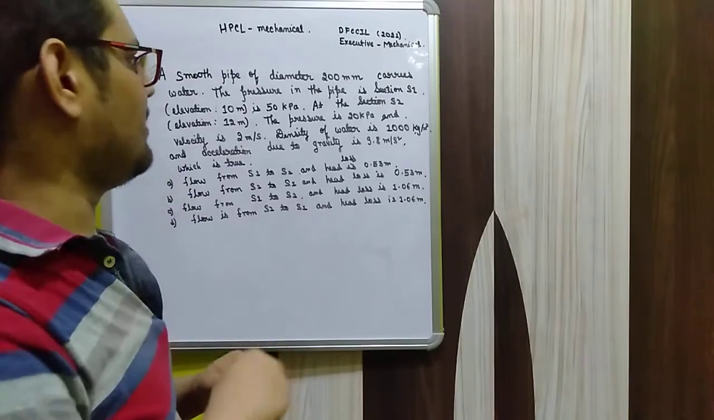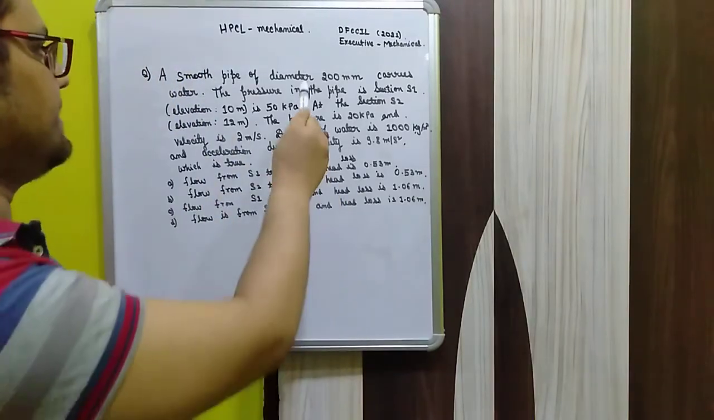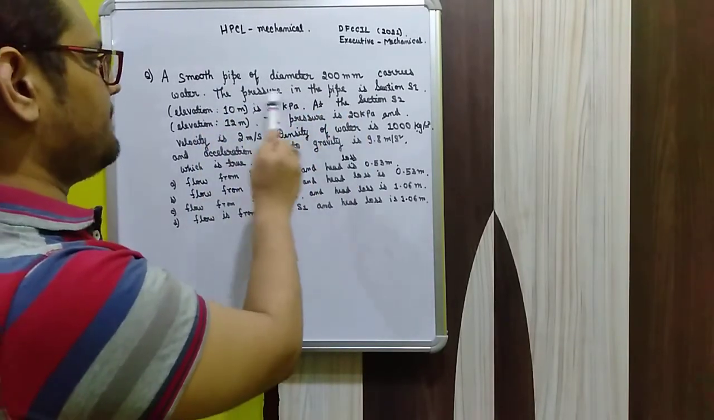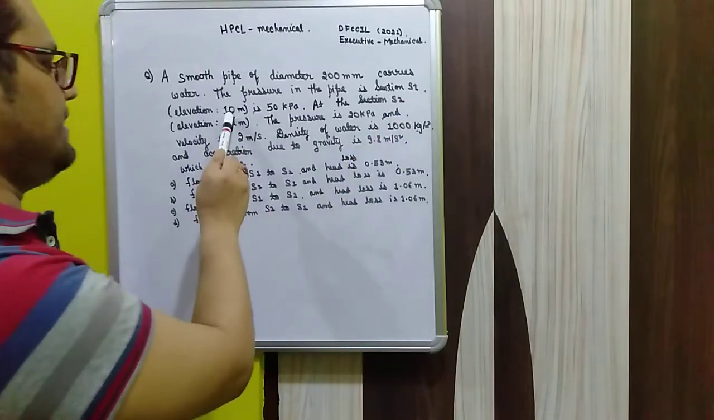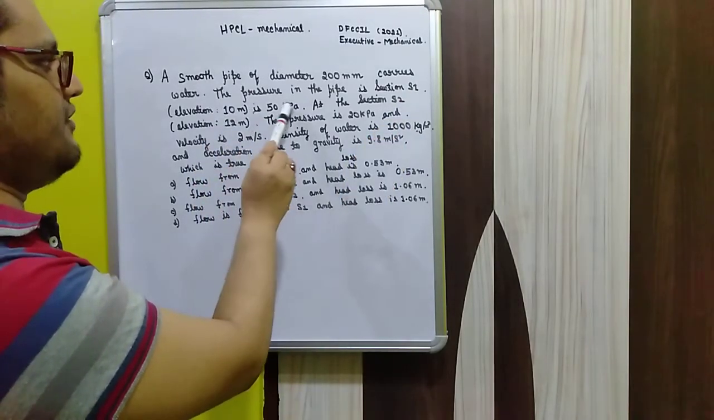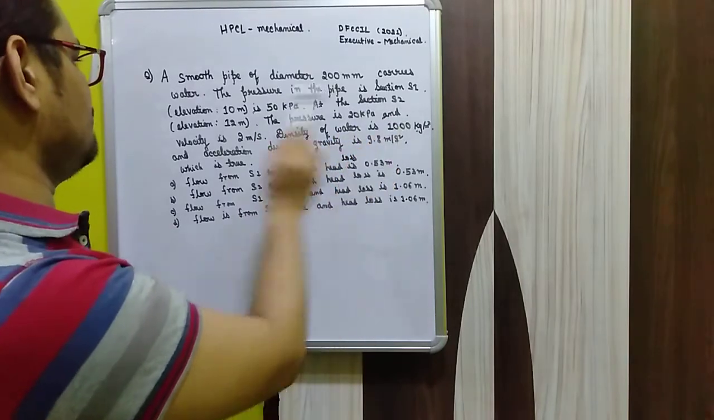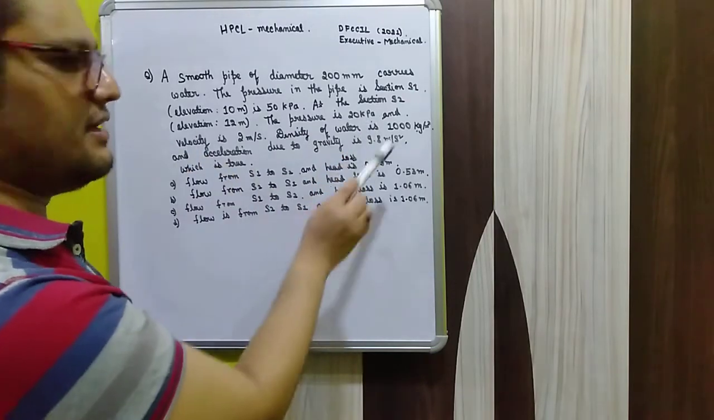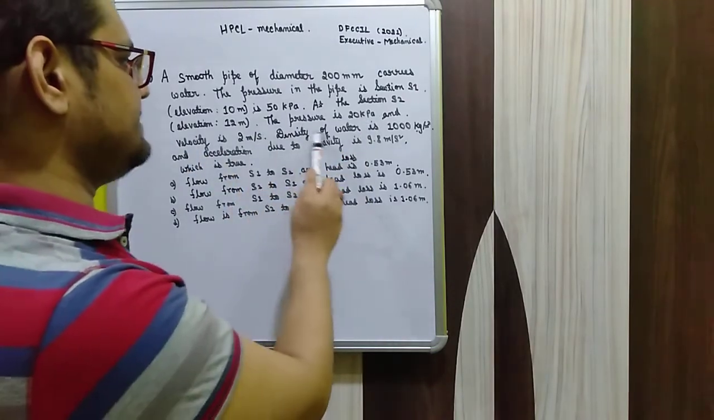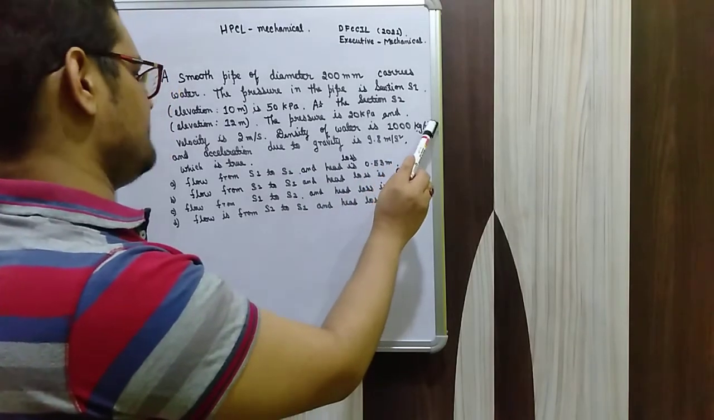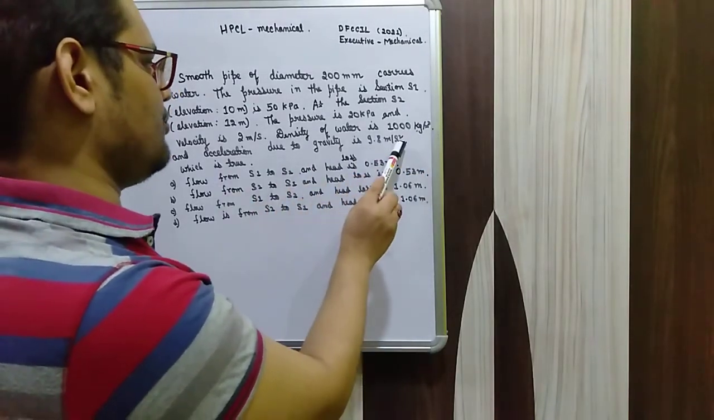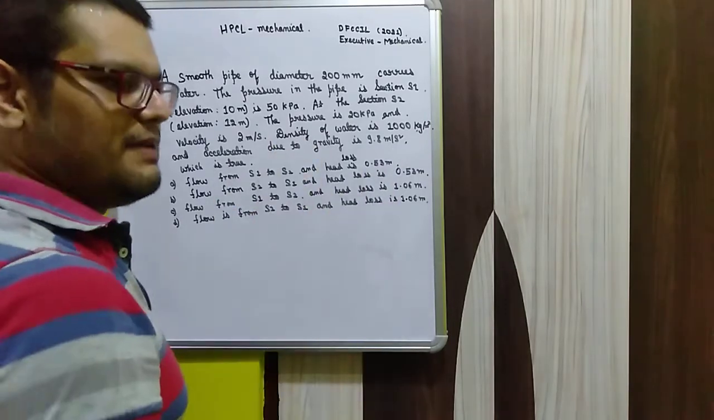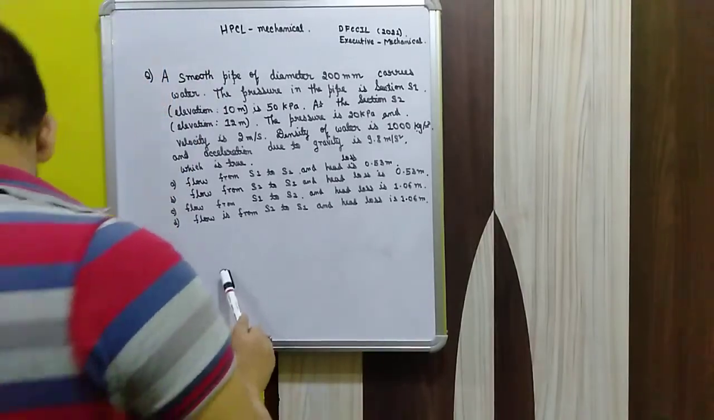You can see what data is given in the question. First, the diameter of the pipe is 200 millimeter, which carries water. In section S1, elevation is 10 meter with pressure 50 kilopascal, and for section S2 the elevation is 12 meter and the pressure is 20 kilopascal, and the velocity of the flowing water is 2 meter per second. The density of water is 1000 kg per meter cube, and acceleration due to gravity is 9.8 meter per second square. Which of the following is true? We have to detect here. It is a question from fluid mechanics, so now I'm going to solve it.